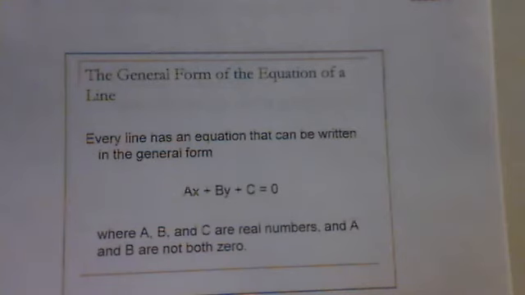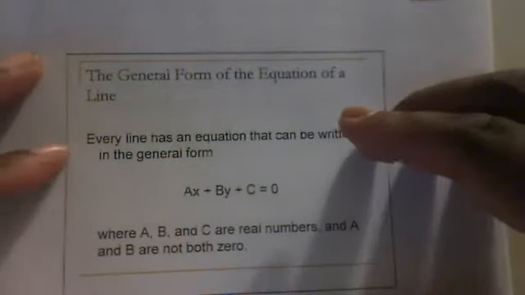Now, if only a was 0, then you'll just have an equation where y is equal to something. Or if b was equal to 0, then you'll have an equation where x will be equal to some number. So a and b cannot both be 0.